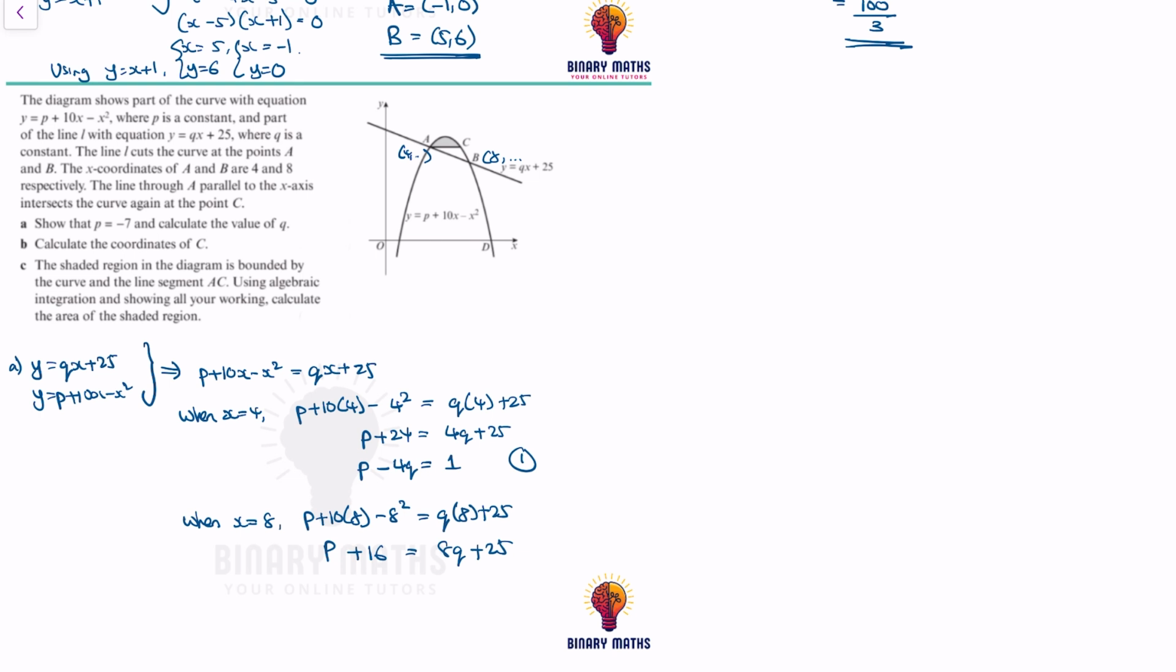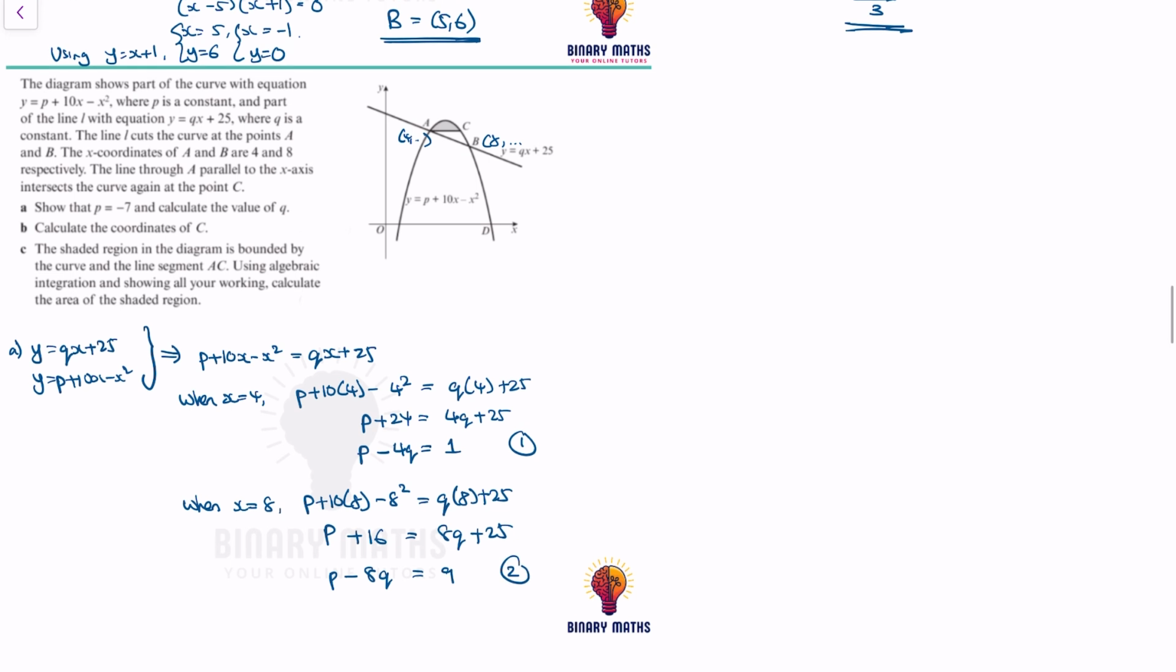If I take the unknowns all to the left hand side, I get p minus 8q is equal to 25 take away 16, which is 9. So that's equation 2. If I do 1 take away 2 to eliminate p, then p take away p gets lost. Minus 4q take away minus 8q gives me 4q. 1 take away 9 gives me minus 8, which means q is equal to minus 8 divided by 4, which is minus 2.